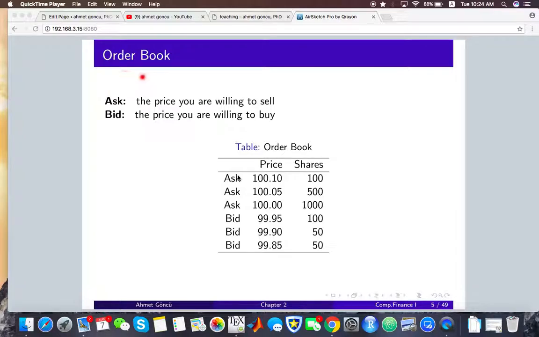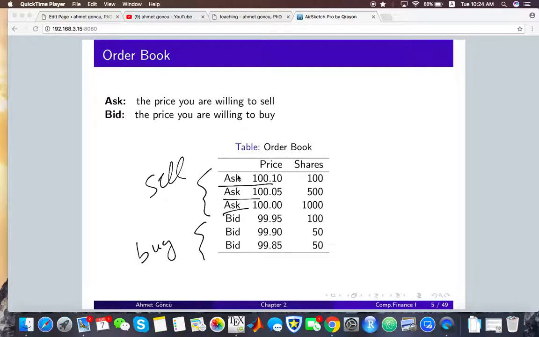So here is the order book. This is how it looks. In the order book, there are two sides. We call this the ask side, which is the sell side, and this is the buy side. There might be a different number of levels that you can see on each side. What this structure means is actually quite simple.